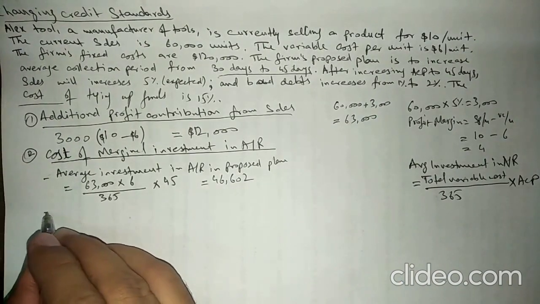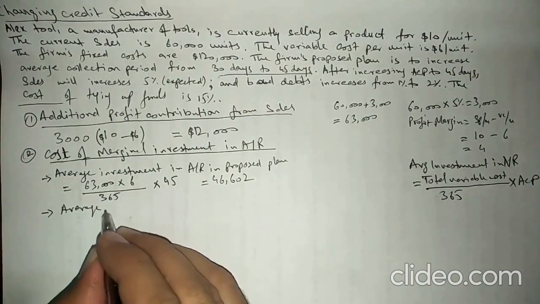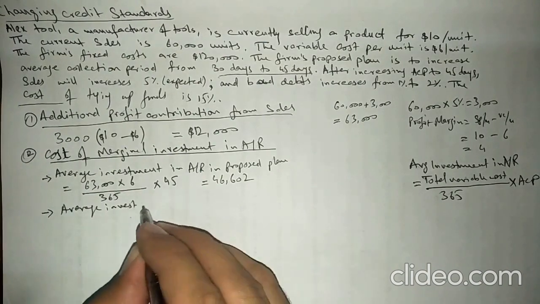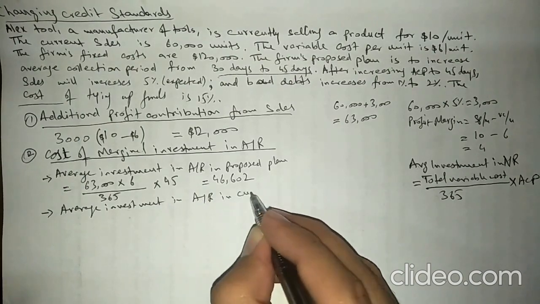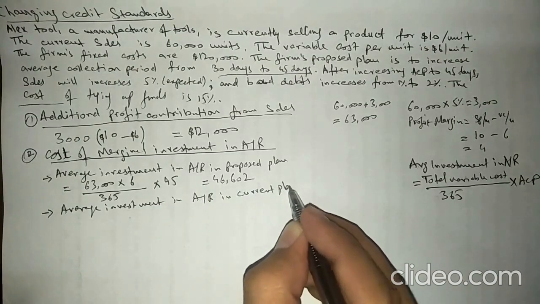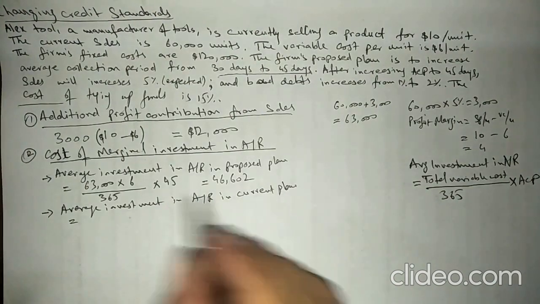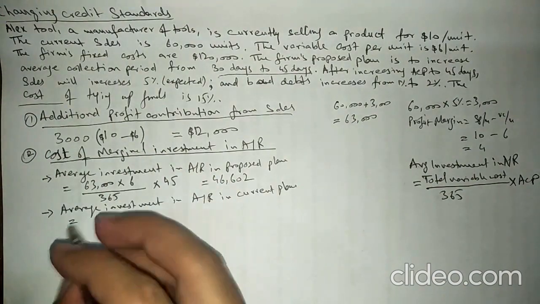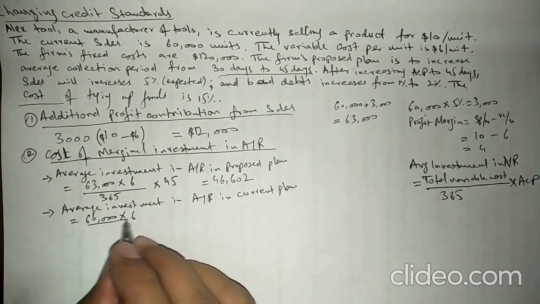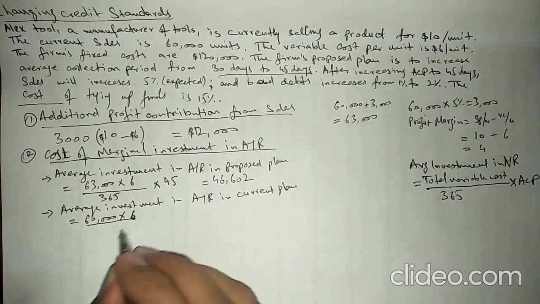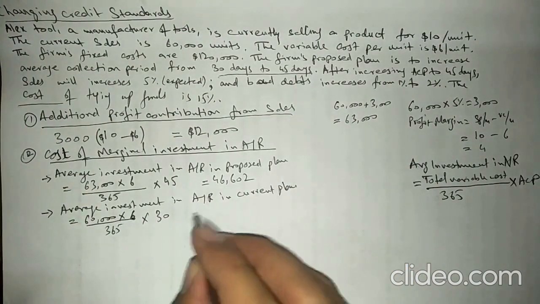46,602. Now we calculate average investment in account receivables in current plan. So we can calculate it by, and in current plan the sales is 60,000 units. We are selling 60,000 units and the variable cost is 6 divided by 365 multiplied by 30 days. So currently average collection period is 30 days.